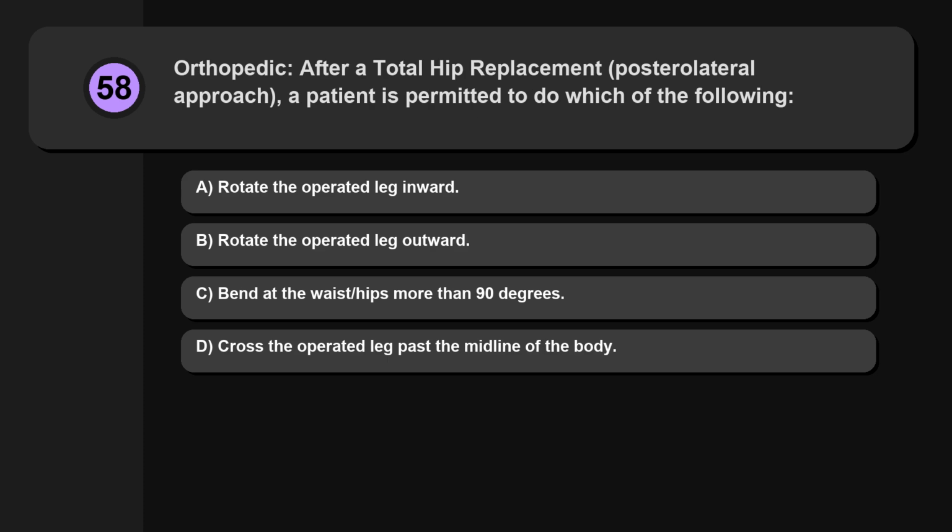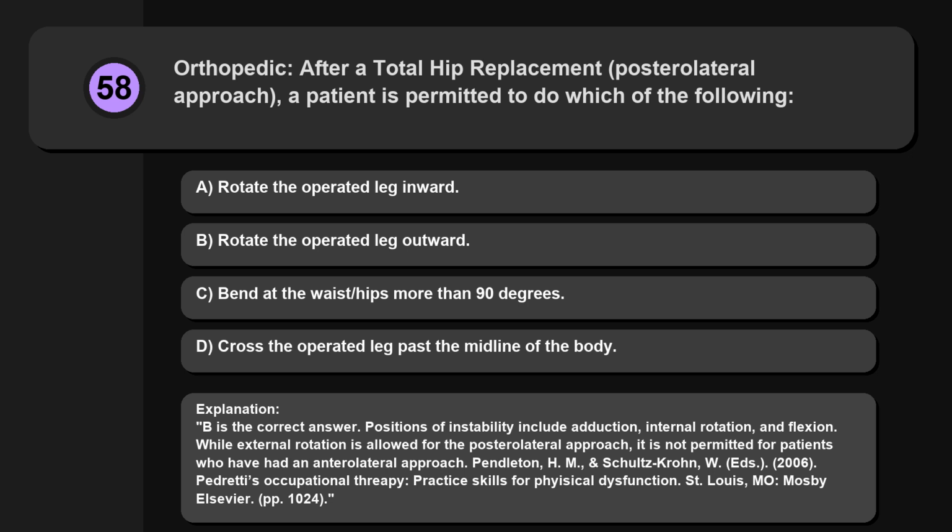Question 58. Orthopedic. After a total hip replacement, posterolateral approach, a patient is permitted to do which of the following? Option A, rotate the operated leg inward. Option B, rotate the operated leg outward. Option C, bend at the waist/hips more than 90 degrees. Option D, cross the operated leg past the midline of the body. The correct answer is option B.